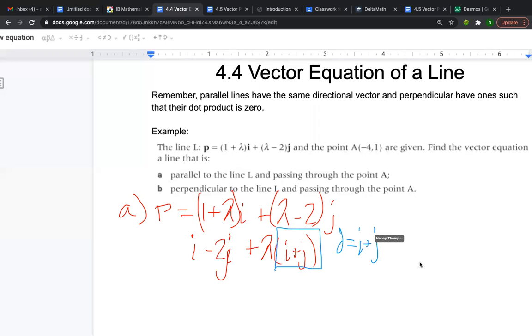So now I can say that there is a parallel line through the point. I just use the point -4, 1. So I can say that r is equal to -4i plus j. Now I'm going to use just a different symbol other than lambda. We'll use mu times i plus j. So that's my parallel line.